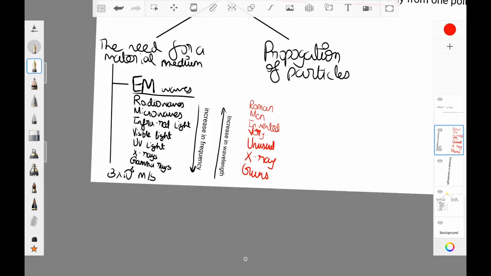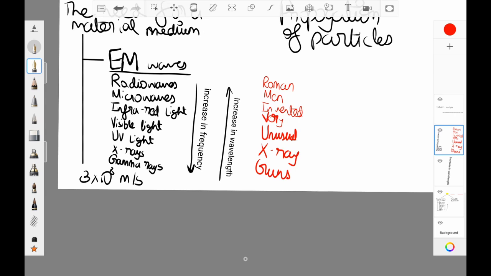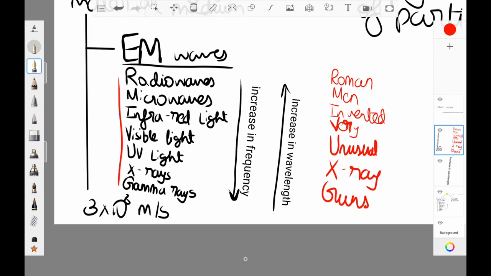Right, I forgot to mention, if you do have trouble remembering these 7 EM waves in order, an acronym that I like to use is this one right here. Roman men invented very unusual X-ray guns. As you can see, the first letter of this acronym, or this mnemonic, corresponds with the first letter of each of these waves, which is a useful way of remembering them in order. But any other method that works for you is also fine. The point is, remember the waves in this specific order.